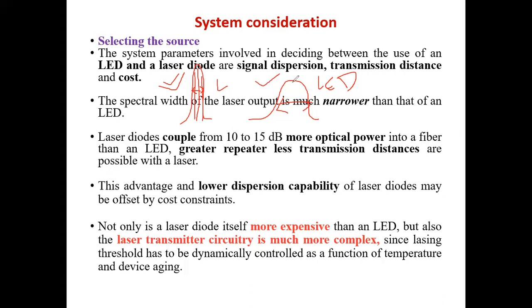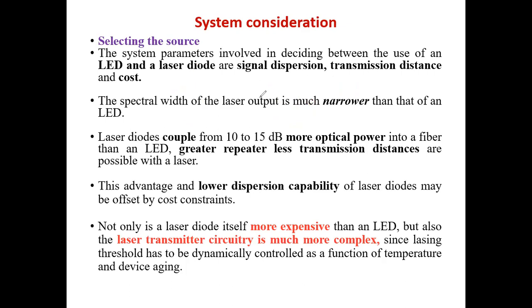So if I go with an LED, it has a wider spectral width, meaning more spectral components, and each spectral component will again travel at a different velocity. So the pulse spread will be more with an LED than with a laser. So I will obviously go with the source which has a narrow spectral width. So considering the spectral width, between LED and laser, I will definitely go with a laser.